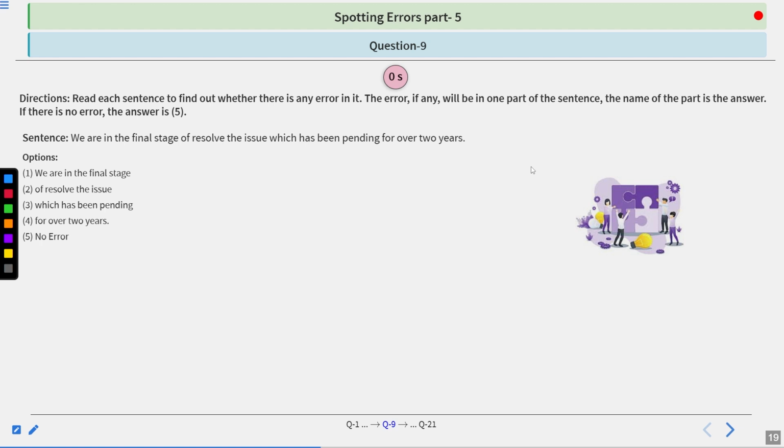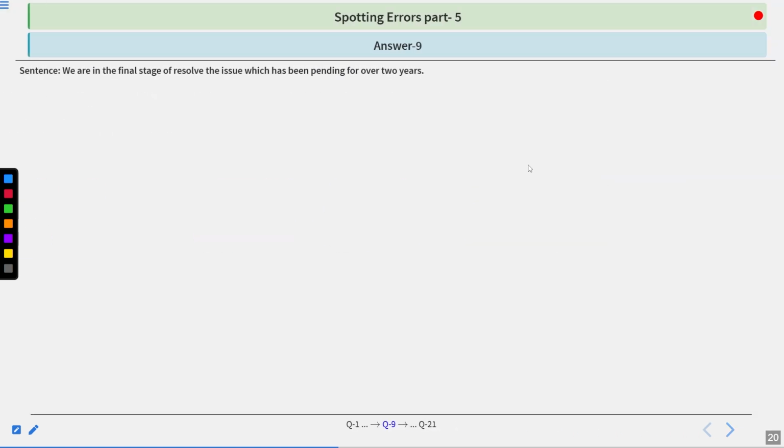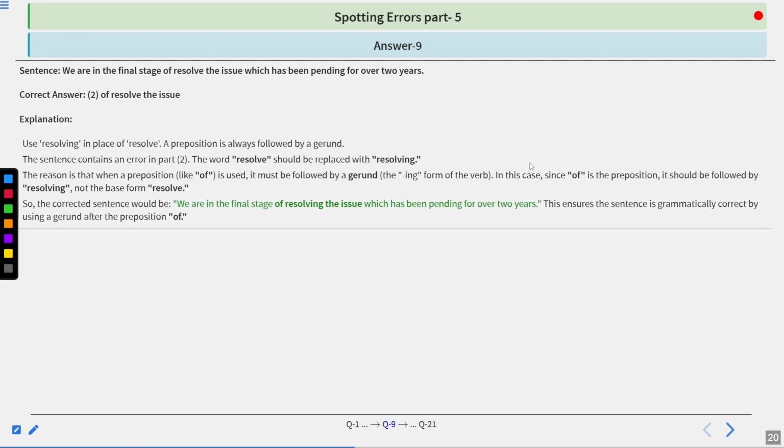I hope you have answered. Let's look at the correct answer. The correct answer is 2, of resolve the issue. Let's look at the correct explanation. Use resolving in place of resolve. A preposition is always followed by a gerund. The sentence contains an error in part 2. The word resolve should be replaced with resolving.